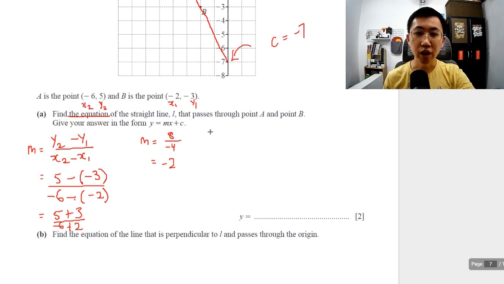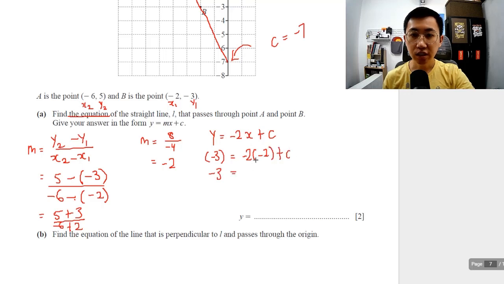What you can do, right? You can write your gradient now, -2x plus c. Substitute either this or this into your equation. Let's do that. -3 equals to -2, your x is -2, plus c. Here I will get +4 plus c. So 4 shift towards the other side. Indeed, you will see the c value to be -7.